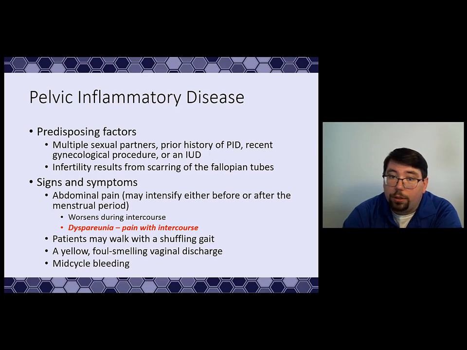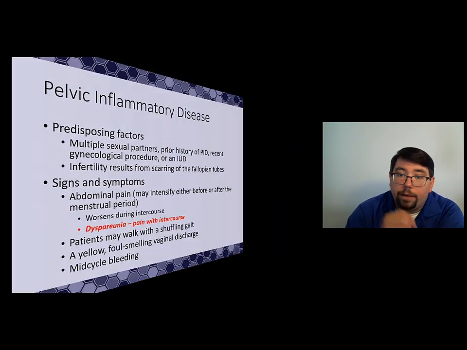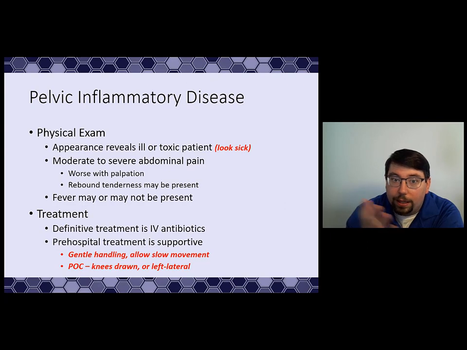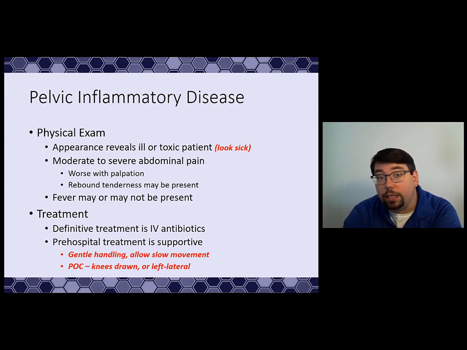Now, patients may also walk with a shuffling type gait, and they also are going to have a yellow or foul-smelling discharge from the vagina. They also may have spotting or mid-cycle bleeding that can happen. Now, your physical assessment is going to focus on the presentation of the patient. Does the patient look sick or not? If the patient looks sick, we're going to assume that they're most likely going to be toxic in some fashion or another. We also want to recognize, do they have pain on palpation or rebound tenderness that may be associated with appendicitis? Oftentimes that can obscure our thoughts if it's actually truly a PID.